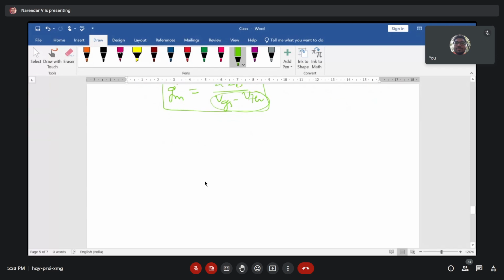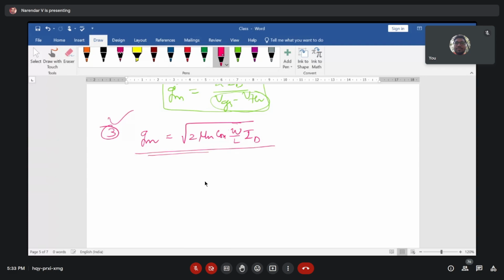The last one, the third expression for your GM, is GM equals the square root of 2 times mu n COX W by L into ID. This is the last expression that can be written, right? So these three are the normal transconductance expressions used in our upcoming classes where we talk about the transconductance of your transistor.